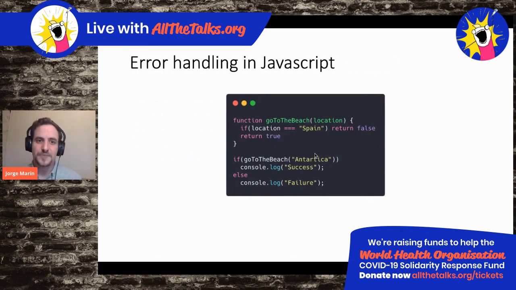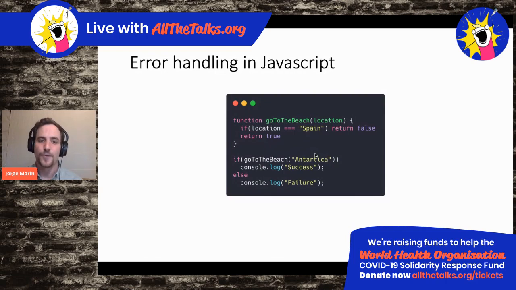So this is what sample JavaScript code looks like. We have a function which says go to the beach. At the moment, if the location is Spain, you cannot go to the beach because we are in lockdown, as most of the countries are. But else, return true, right? So if I try to go to the beach in the Antarctica continent, I can. Else, if it returns false, I'll log a failure, right?